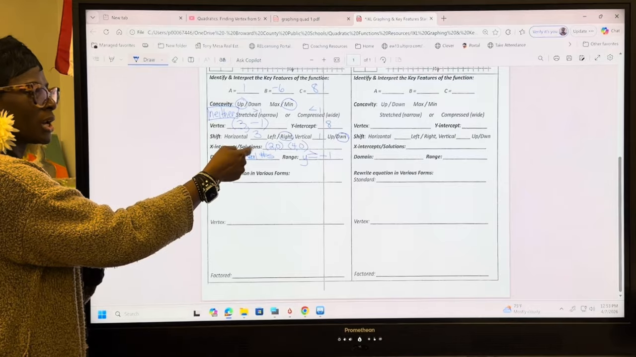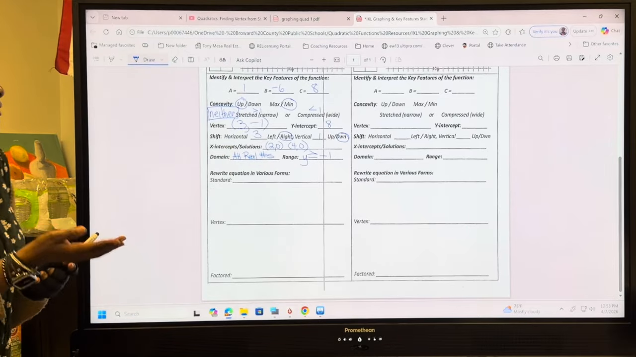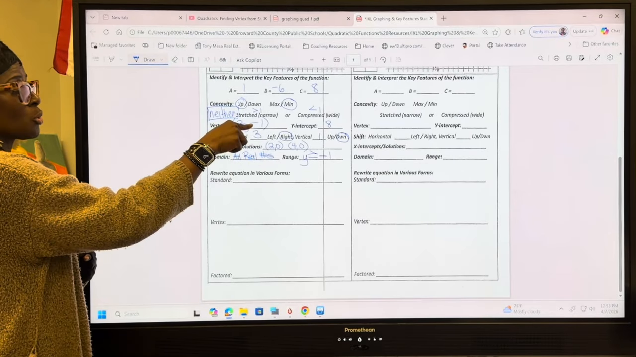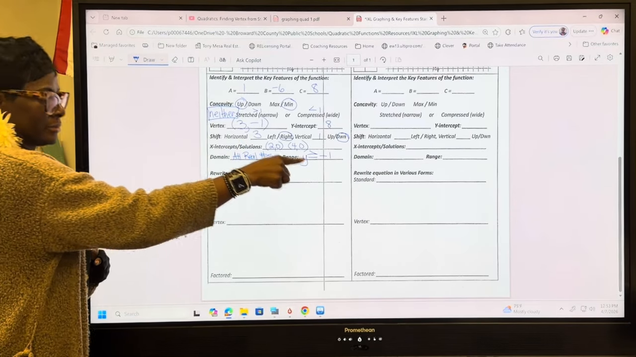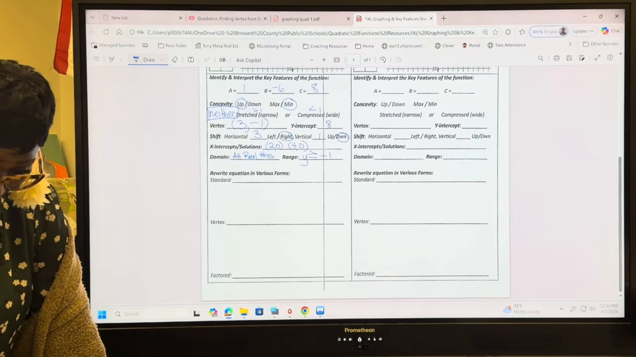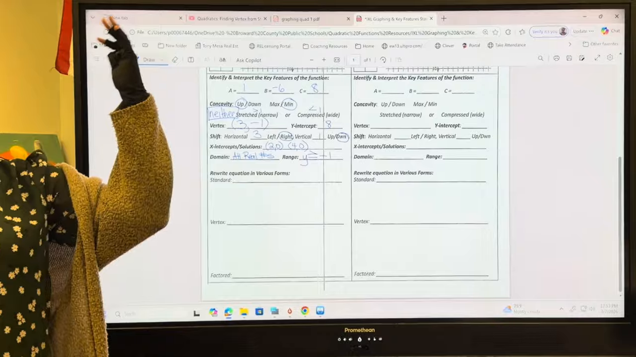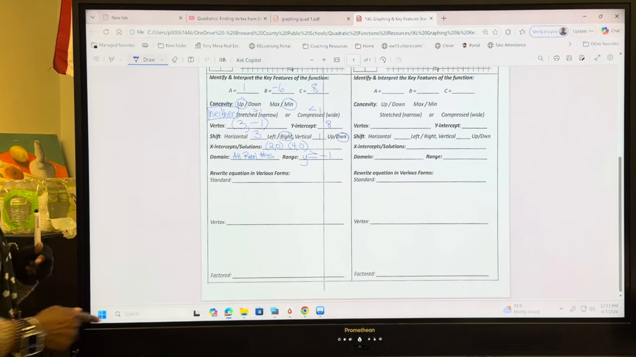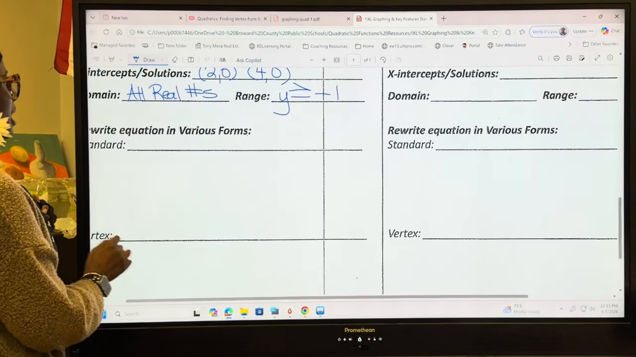Domain, always, all real numbers. But your y is going to be based on whatever your y is. And here's how you know. Look at your y. What is it? So then it's going to be negative 1. It's either going to be greater or it's going to be less. If it used down, it's going to be less than. If it used up, it's going to be greater than. All right, so let's fill out the rest of this.